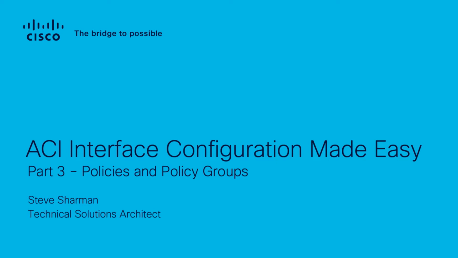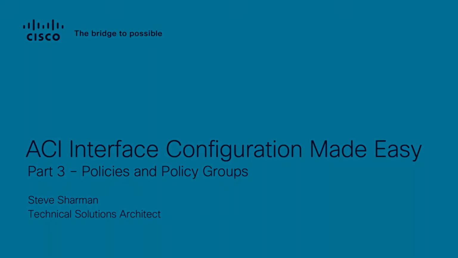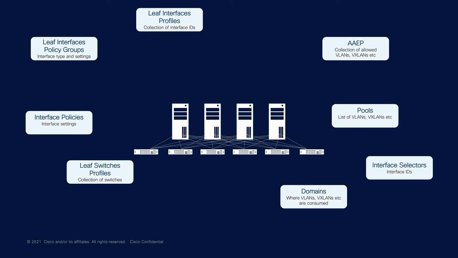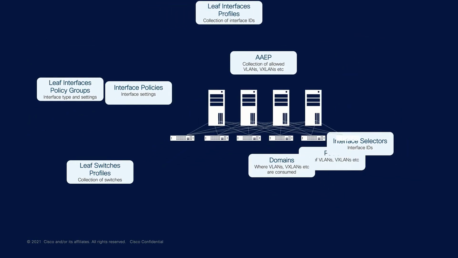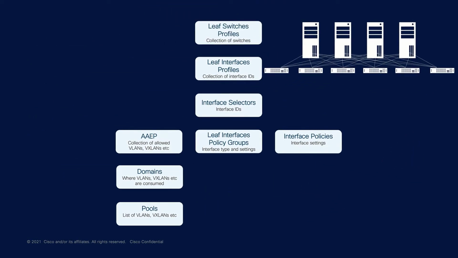So in this third video on ACI interface configuration, we are going to have a quick look at the interface policies and the policy groups. As you remember from the other videos, there are a number of different policies that we need to tie together to actually light up an interface. And as just mentioned, we're going to look at the policy groups and the interface policies, or the interface settings.